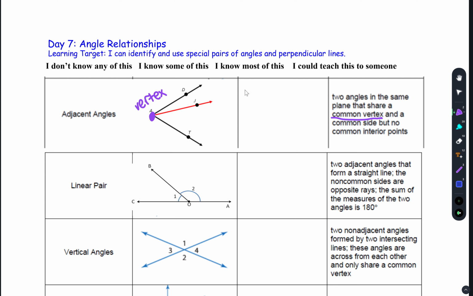So I could say something like angle DAJ is adjacent to angle JAT. Remember, we name angles with 3 letters where that middle letter has to be the vertex.